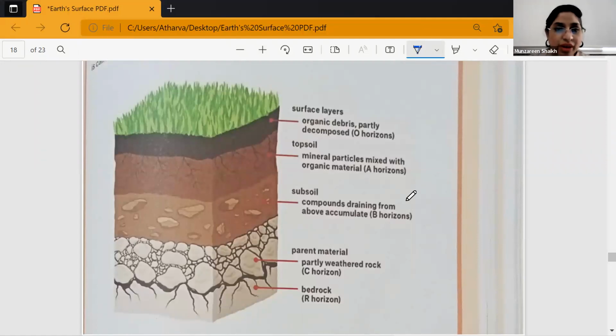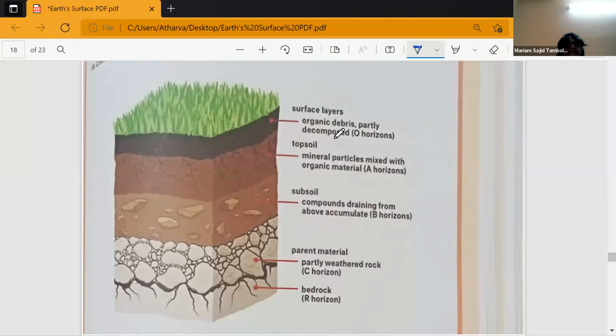Very good. Understood, Joshua. Now what we are doing? Just for the sake that all these layers should be visible to us clearly, we are using a transparent plastic bottle. All right. And with each layer, you all can put a label. How many layers are you all going to make in total? Number one, let's start from the bottom. Number one, bedrock. Very good. Number two, parent material. Parent material will be the second layer. Third layer, subsoil. Fourth layer, topsoil. Fifth, the surface layer.